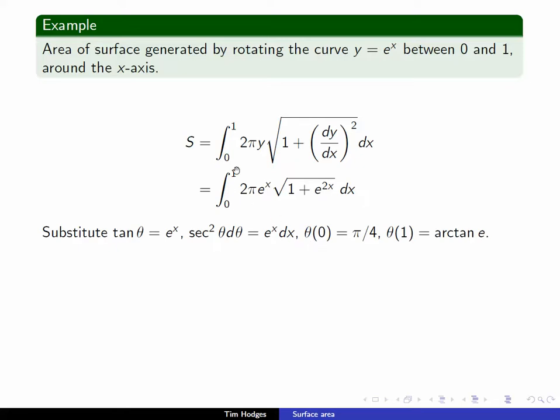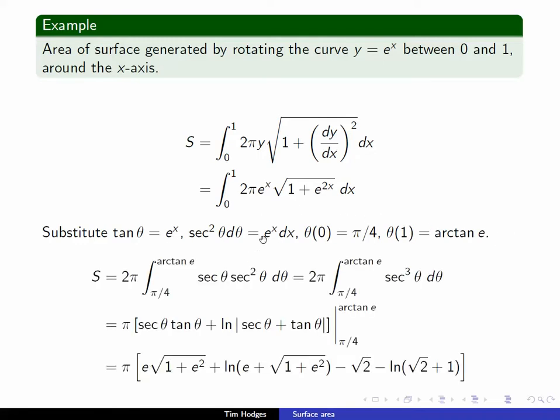Then we also have to change the limits. So theta at 0 is arctan of e to the 0. Arctan of 1 is pi over 4. And theta of 1 will be arctan of e to the 1, arctan e.